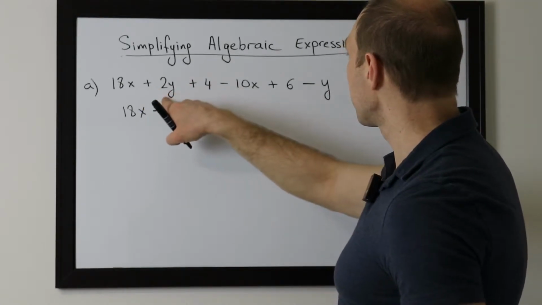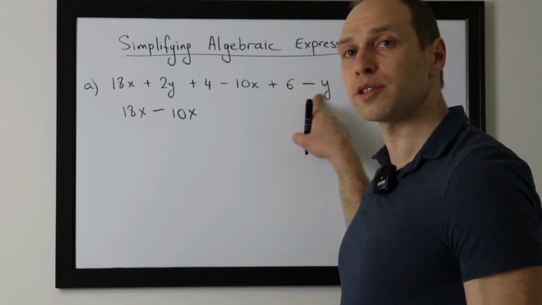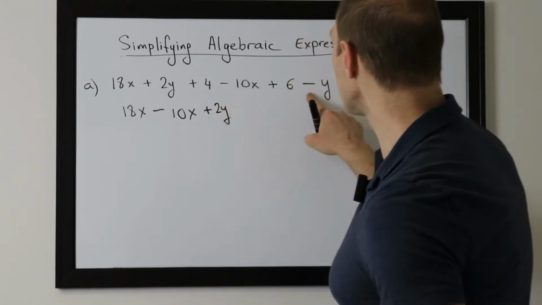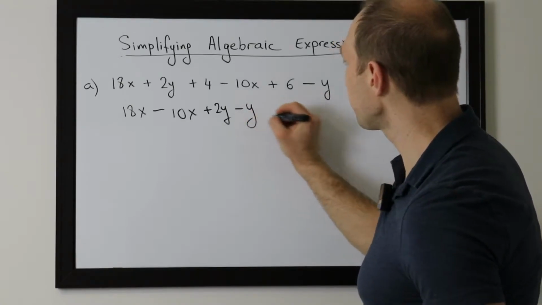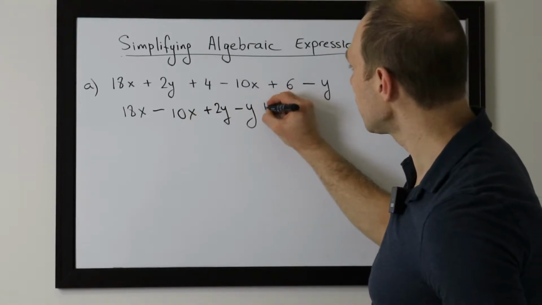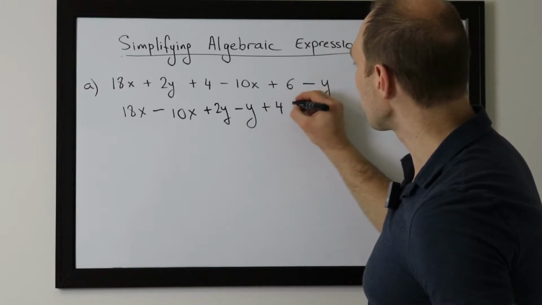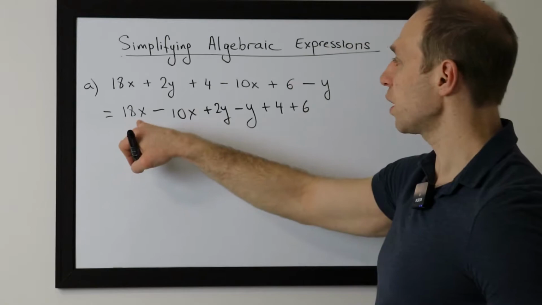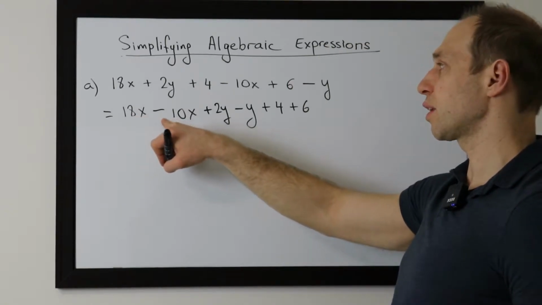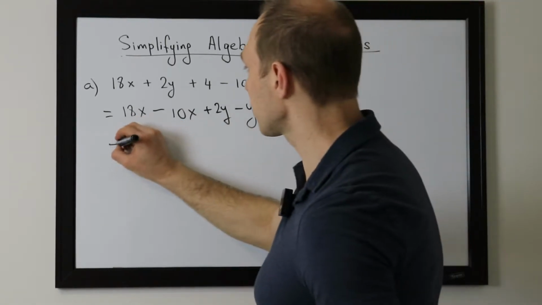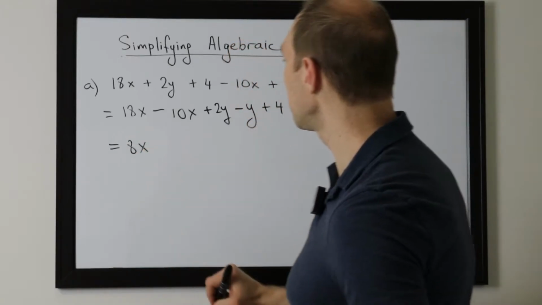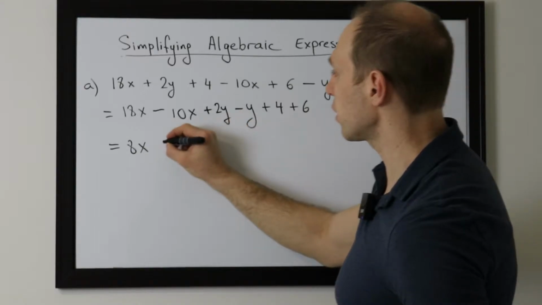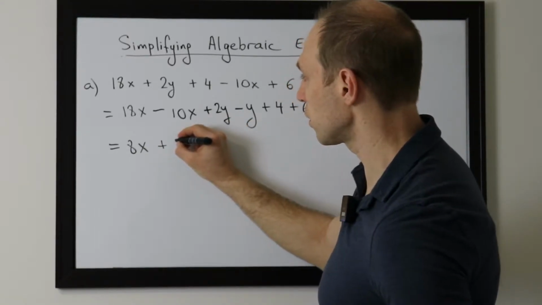We also have this expression for y and this expression for y as well. So I'm going to say plus 2y, and the negative will travel with the y. Okay, and then the 4 will combine with the 6. Okay, what do we get? If we have 18 x's and then we take away 10 x's, we're left with 8 x's. Similarly with the y's, 2y minus y gives us 1y.